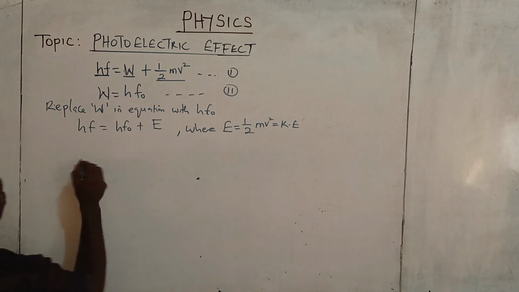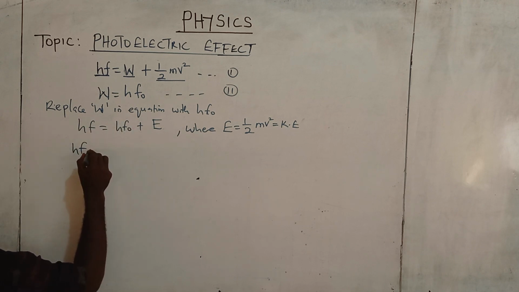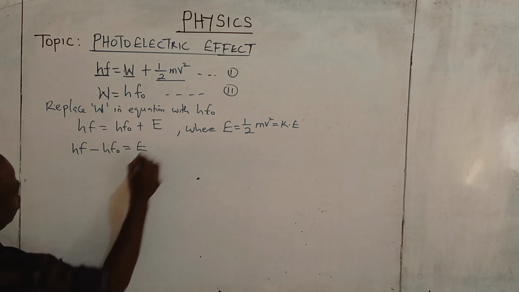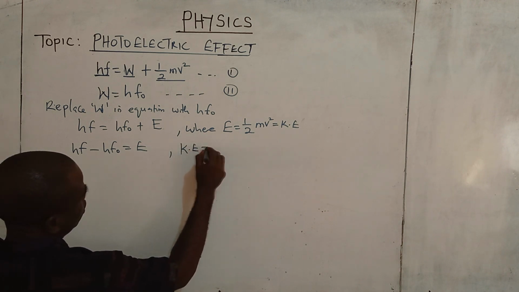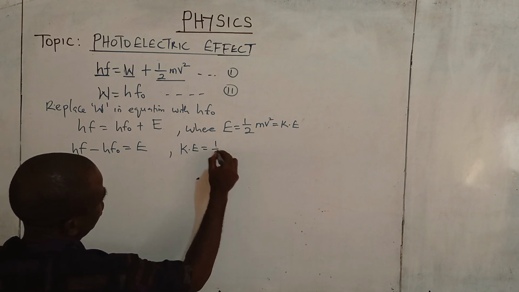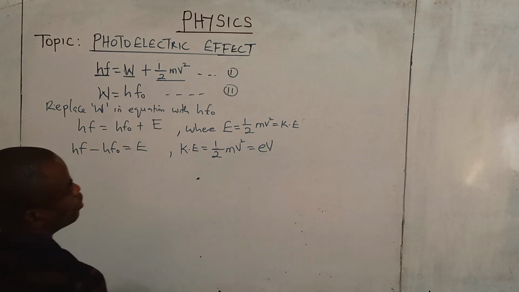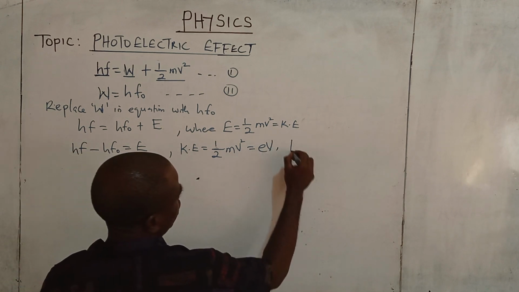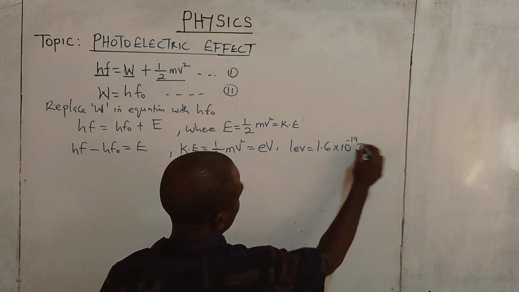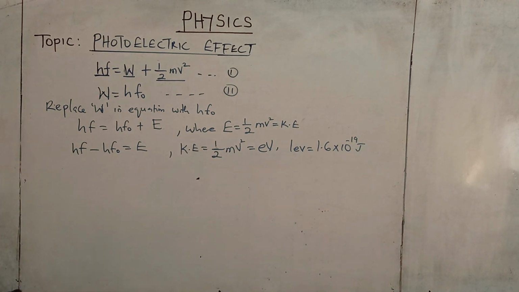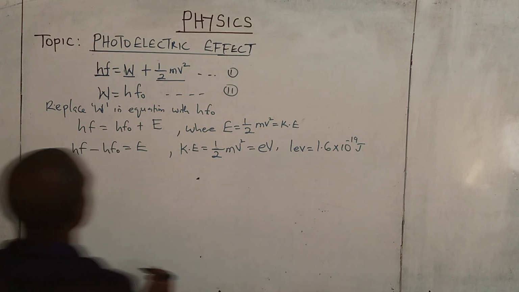Now, here I write E. Let's transfer this and this. We have hf minus hf naught equals E, equals the kinetic energy. And our kinetic energy, half mv squared, is measured in electron volts. 1 electron volt is equal to 1.6 times 10 to the power minus 19 joules. That's the value. In case you have to convert, when you are given a value in electron volts and want to convert it to joules, you multiply it by 1.6 times 10 to the power minus 19.